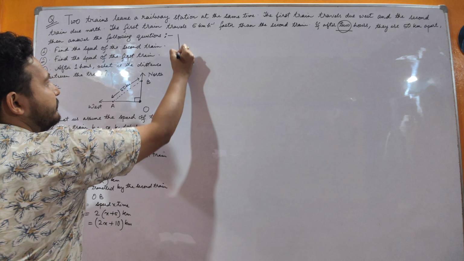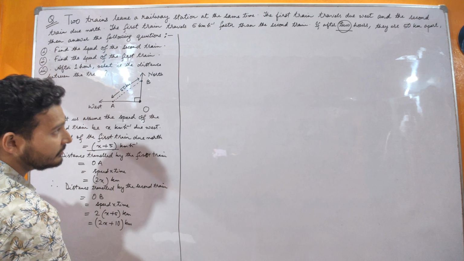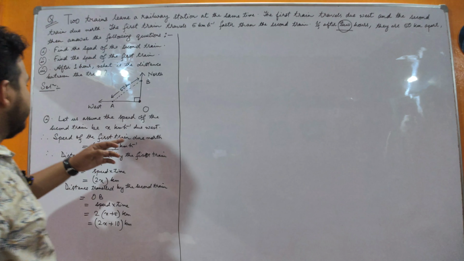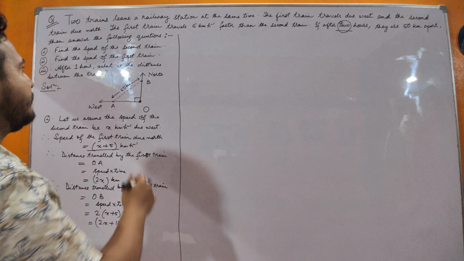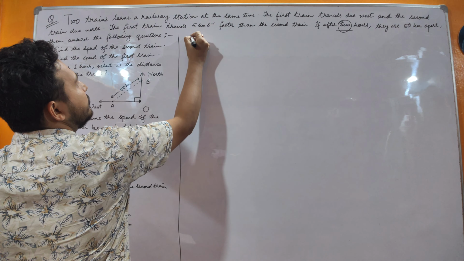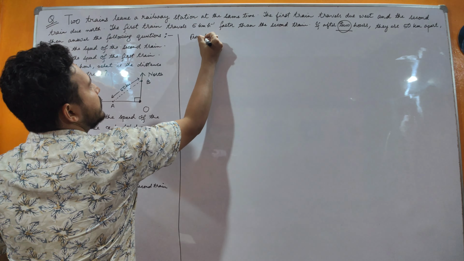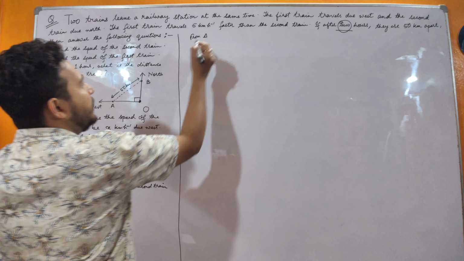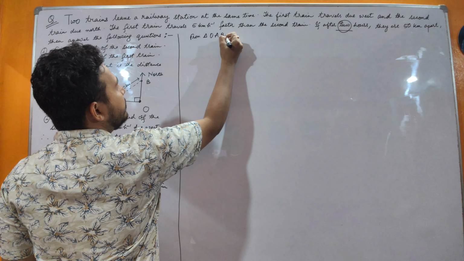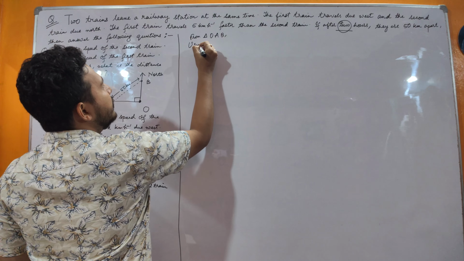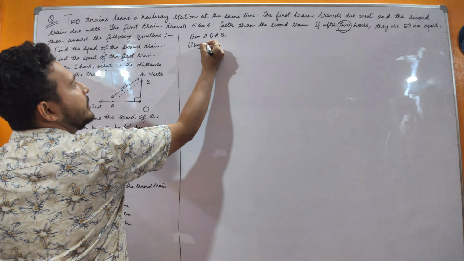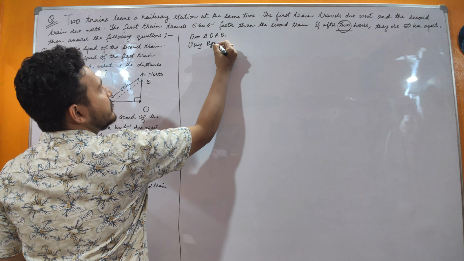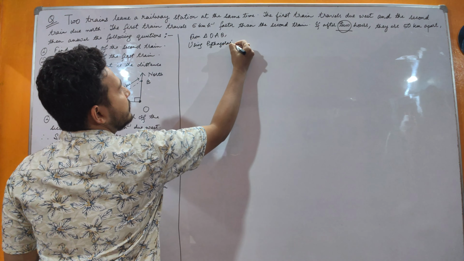Okay, now let's divide the section so I can solve the sum this side. So we can use Pythagoras theorem and find out the value of x. So from triangle OAB, using Pythagoras theorem, when we get a right angle triangle, using Pythagoras theorem.